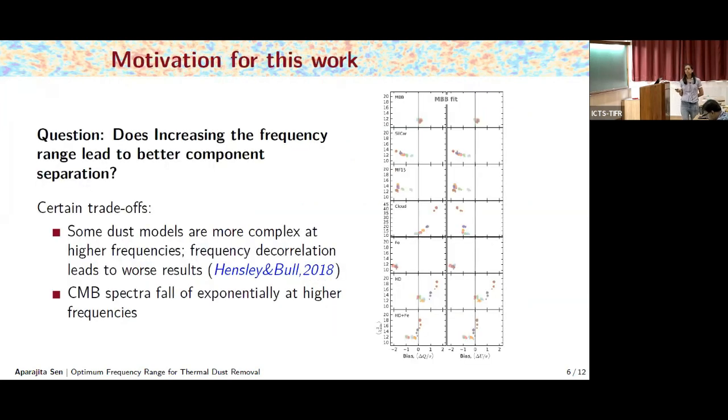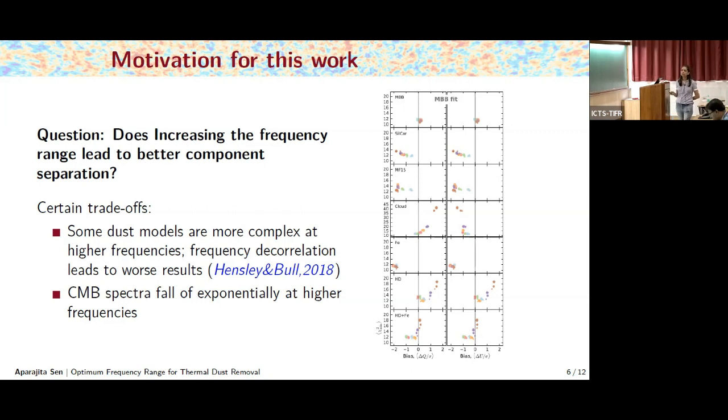So this is the main motivation behind our work. We are asking the question, and this is related to whether we will be able to extract the thermal dust. We will remove the thermal dust component. So we ask: does increasing the frequency range over the higher frequency part, because that is where the thermal dust dominates, increase our sensitivity towards the R?